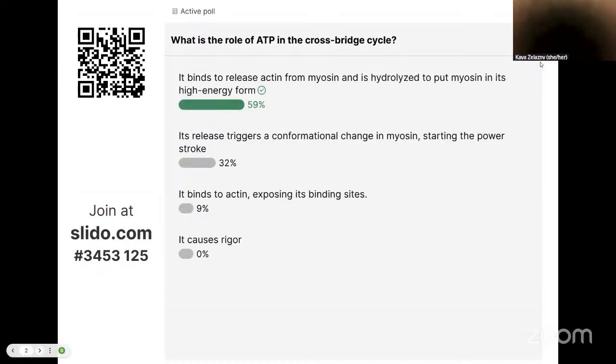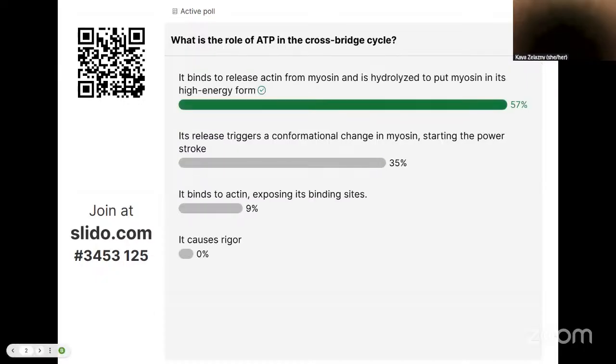Let's take a look. Okay, so I'll pull up the cross-bridge cycle in a sec to go over this. But what we're doing with the ATP is we're using it to break apart our actin and myosin and taking the energy out of that bond between our final phosphate groups to put myosin into a high energy form, aka one that can do this cross-bridge cycle over again.